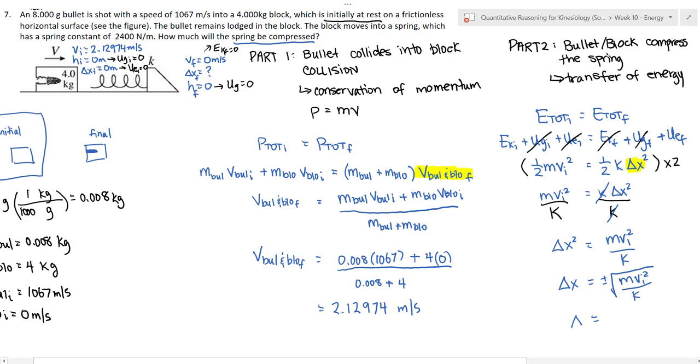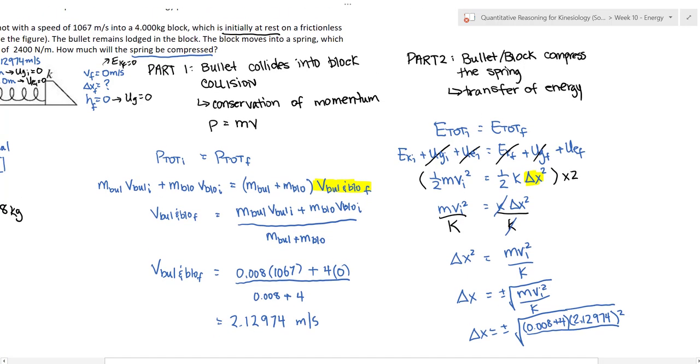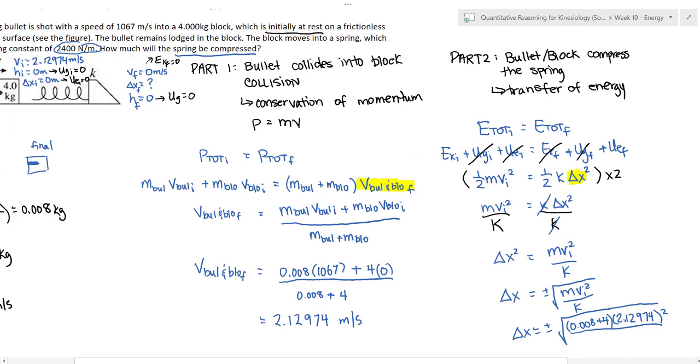Now I can plug in my values. My mass was the mass of the bullet and block together, so that's 0.008 plus 4. V initial was 2.12974, squared, divided by k, which is the spring constant of the spring, which should be given in the question. It's 2,400 newtons per meter.